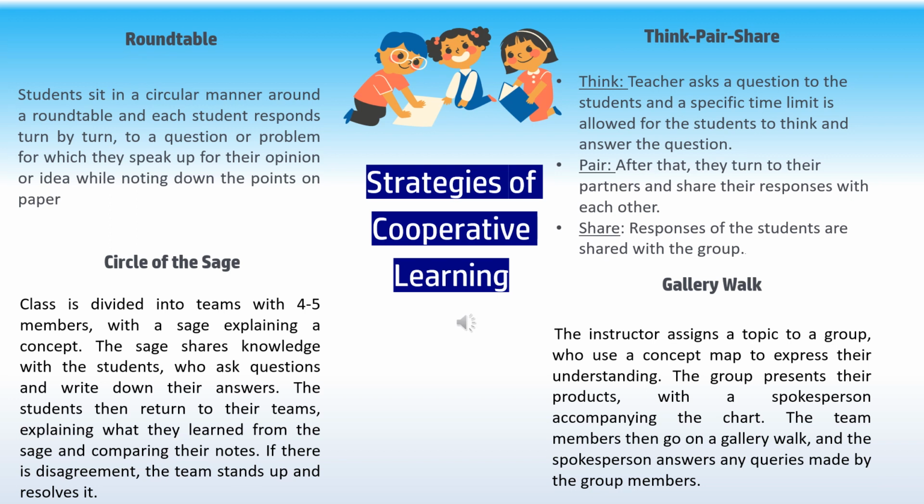Third, circle the sage. The class is divided into teams of 4 to 5 students with a sage explaining a concept. The sage shares knowledge with the students who ask questions and write down their answers. The students then return to their teams and explain what they learned from the sage and compare their notes.